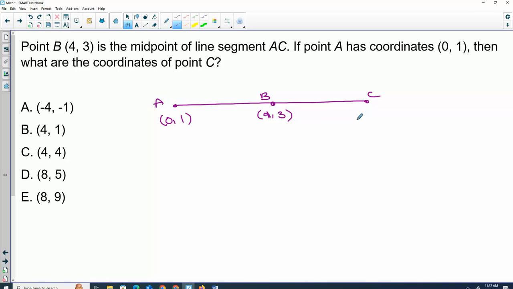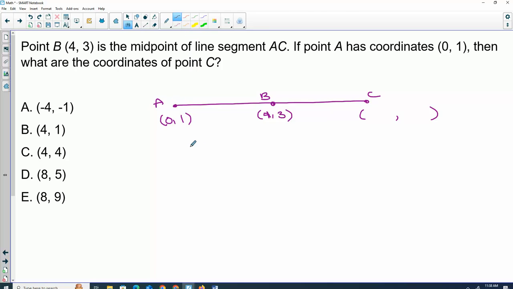There's a couple different ways we can get it. If you read this, the first point they give you is the midpoint, and the second point they give you is one side, so you're finding the other side. And you could certainly plot these on a grid. I didn't put them to scale or anything. Can you guys tell me one way that I could find point C?